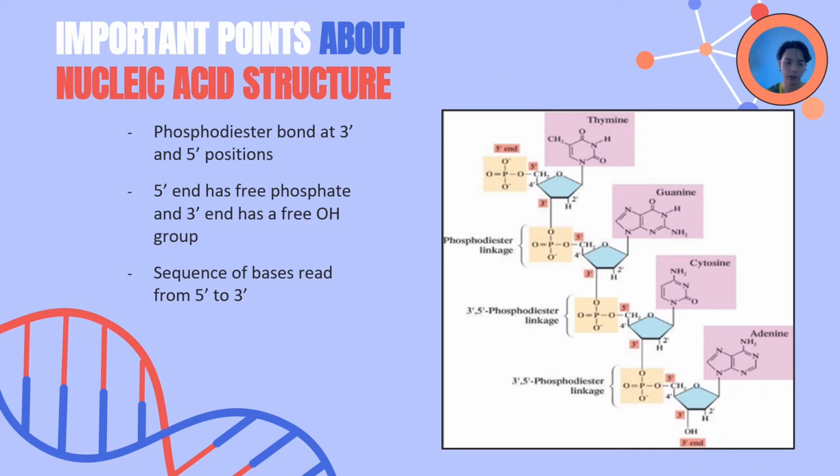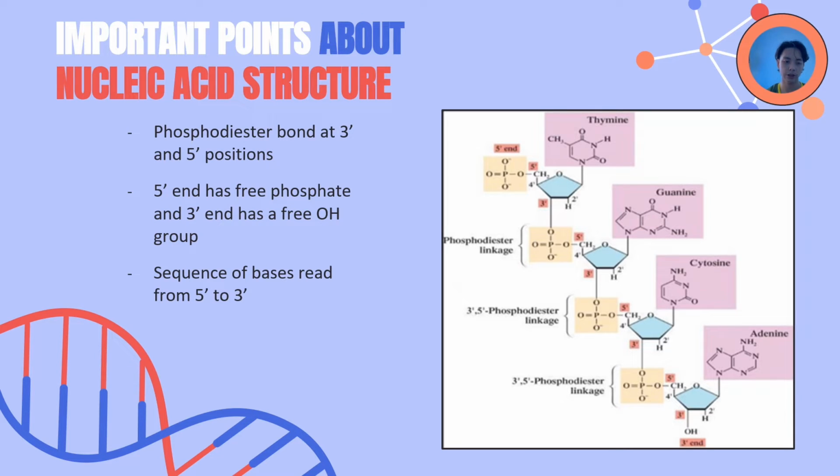Important points about the nucleic acid structure is that first, each non-terminal phosphate group of the sugar-phosphate backbone is bonded to the 2 sugar molecules through a 3'5' phosphodiester linkage. There is a phosphoester bond to the 5' carbon of one sugar unit and a phosphoester bond to the 3' carbon of the other sugar.